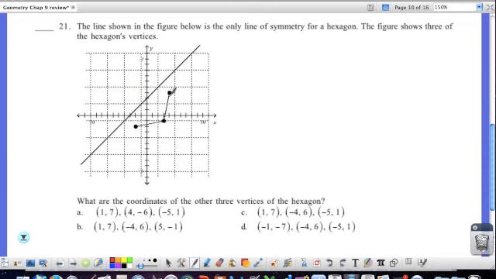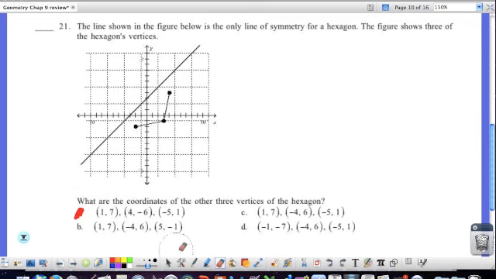Because this is a line of symmetry and it's a hexagon, there's 3 vertices on this side. That means there have to be 3 vertices on the other side. So even if you couldn't come up with the vertices from multiple choice, you can come up with them from a little bit of guess and check. By that I mean, if we look at choice A, 1, 7, okay, would be over here somewhere. The point is, it at least is on the correct line of symmetry. 4, -6, though, is down here. We need 3 points above the line, correct?